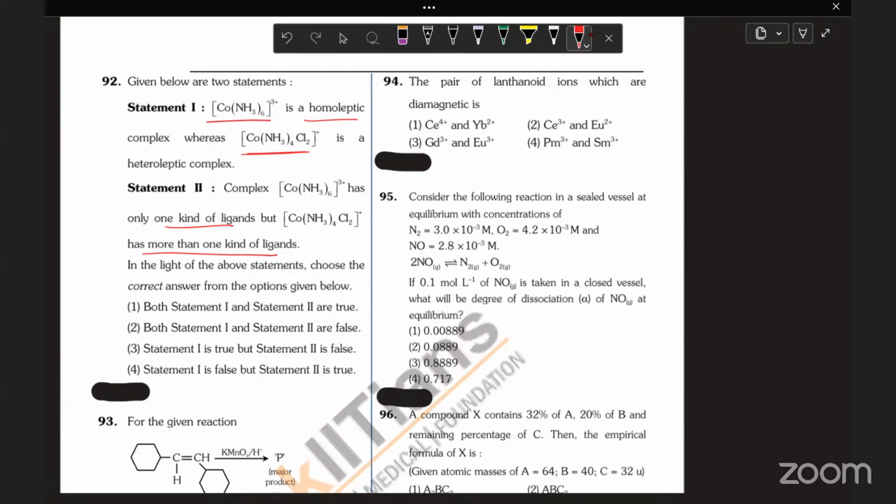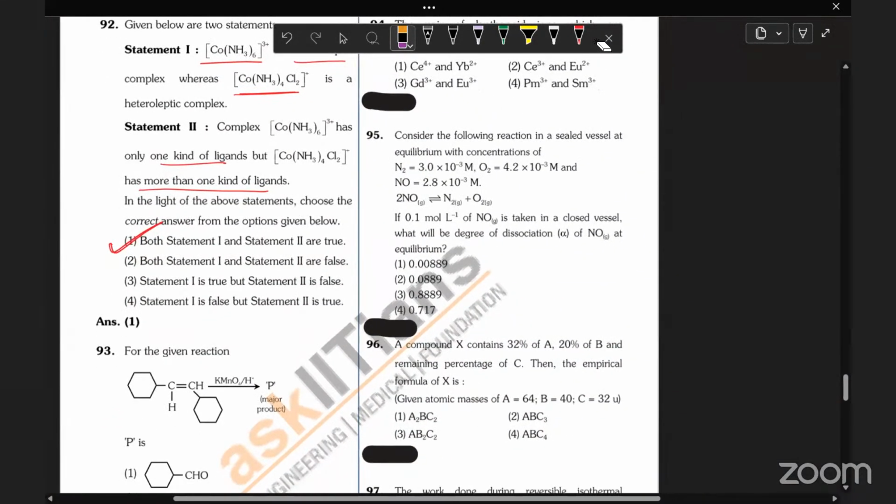The statement 2 is the reason. So only option 1 is correct. That means, yes, that's true, right? A simpler question, a simpler one.